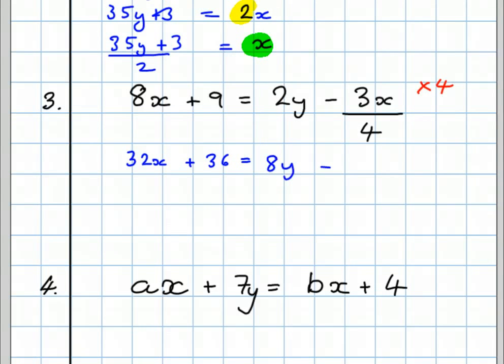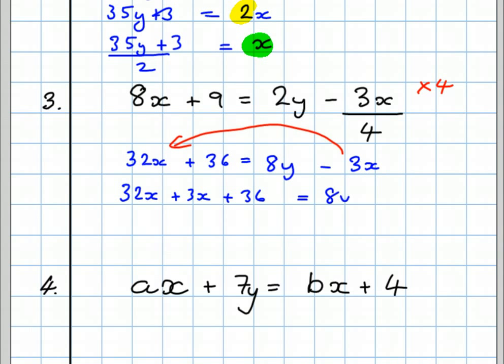3x divided by 4 times 4 is 3x. Now what do we do here? Well, we've got x's on both sides, so we're going to get those together. So our next line is 32x plus 3y plus 36 equals 8y. Gather together the x terms to give us 35x plus 36 equals 8y.